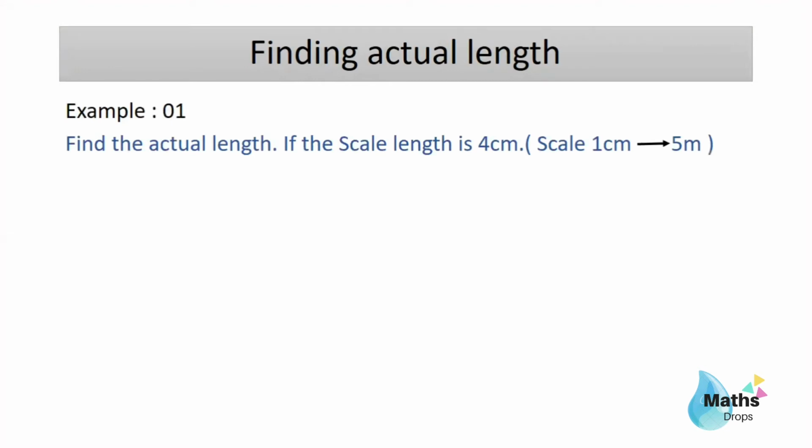Find the actual length if the scale length is 4 cm and the scale is given as 1 cm represents 5 meters. Let's find the actual length. The scale is given as 1 centimeter represents 5 meters. So 4 centimeters represent 5 meters into 4, which is equal to 20 meters. That's it. Let's see one more example.